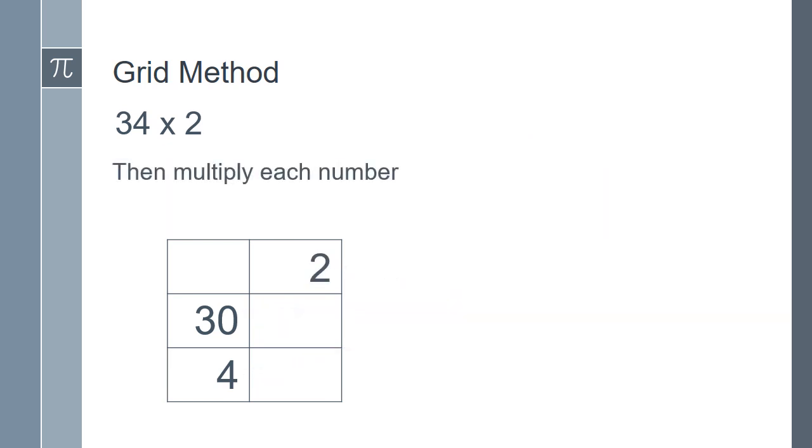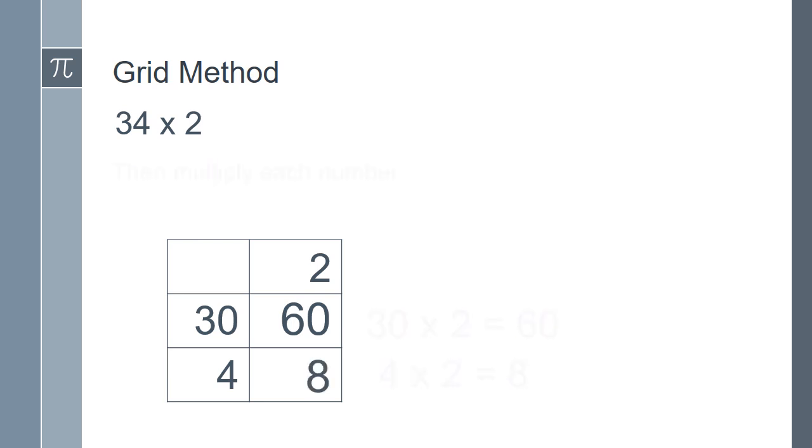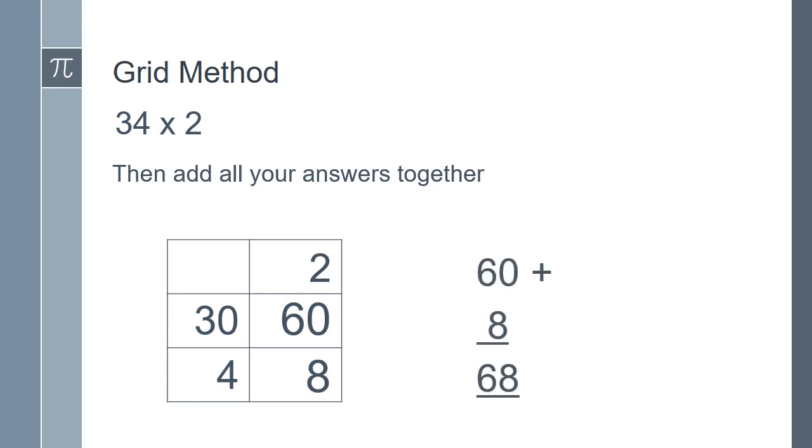And then you multiply each number. So 30 times 2 is 60, put that in the box. 4 times 2 is 8, you put that there. Then you have to add your answers together. So 60 add 8 equals 68.